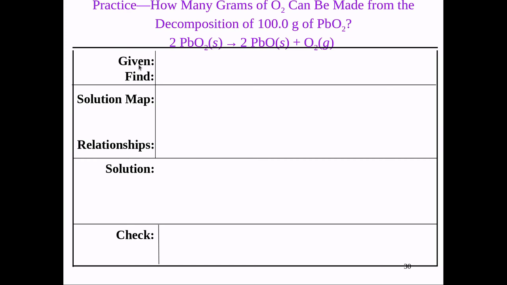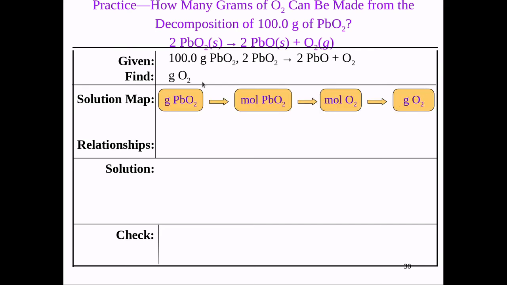Let's try one more problem here. How many grams of O2 can be made from the decomposition of 100 grams of lead oxide? And we're given our equation for it. We have our given. We're given 100 grams of lead oxide and the equation for that decomposition reaction. We're asked to find the mass of O2. So our solution map is going to look like this. Remember that we need to go through the moles in order to figure out the proper ratios between the two reagents.